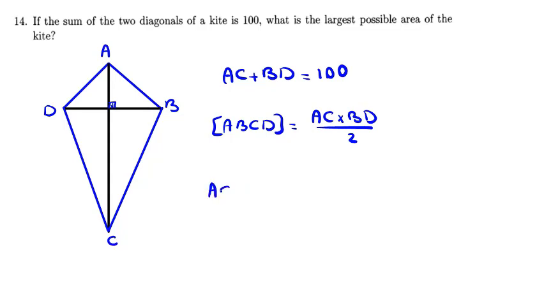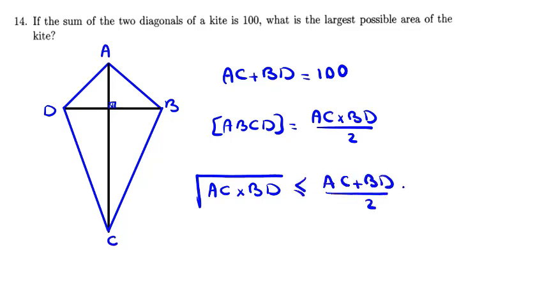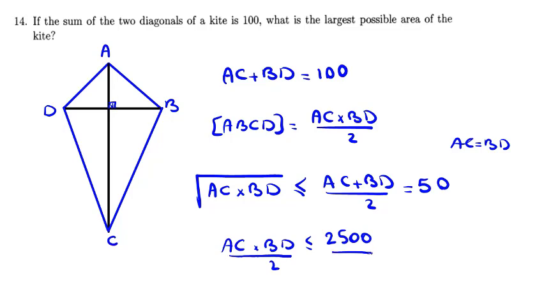We want to maximize AC times BD over 2. If we use AM-GM, then you can say the GM of AC and BD is less than or equal to AC plus BD over 2, which will be 50. And equality happens when AC equals BD. So AC times BD is less than 50 squared if you raise both sides to the power of 2. Both sides are positive, so you can raise. And if you divide by 2, it will be 1250. The case happens when AC equals BD equals 50, and it's a rhombus. So the area of this kite equals 1250.